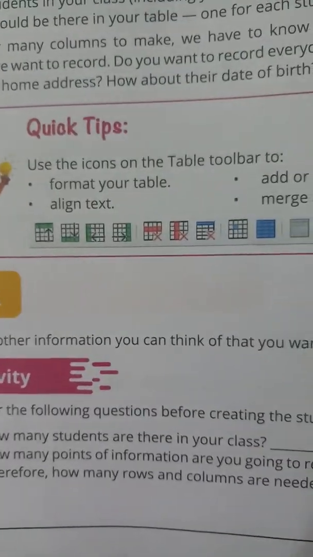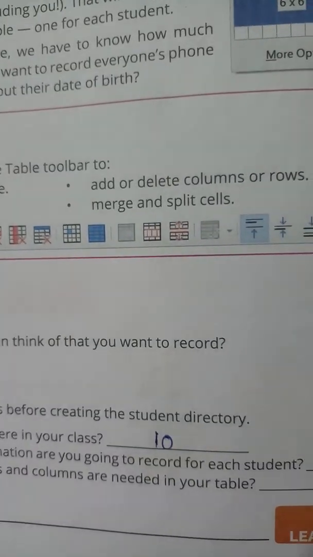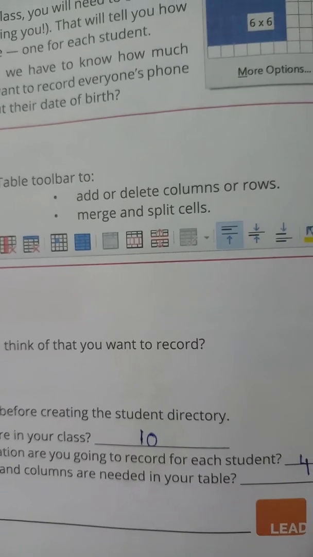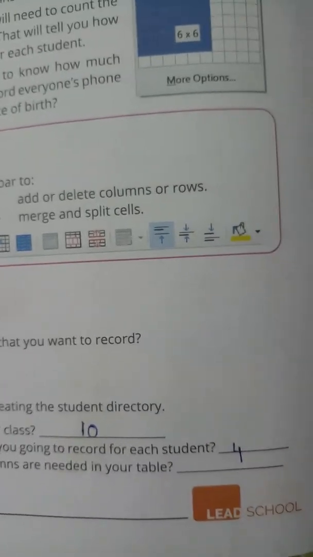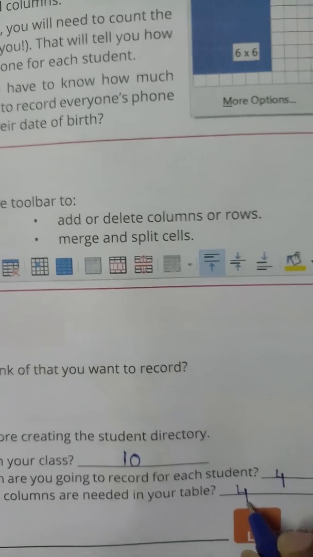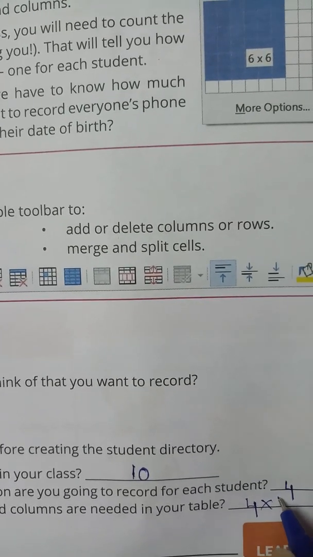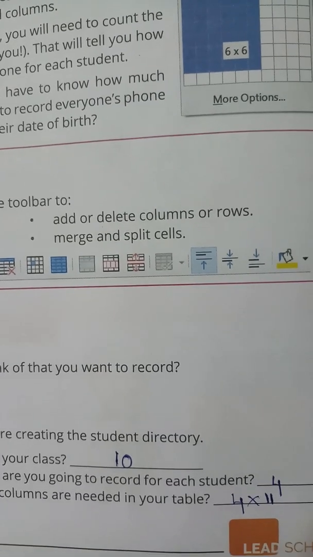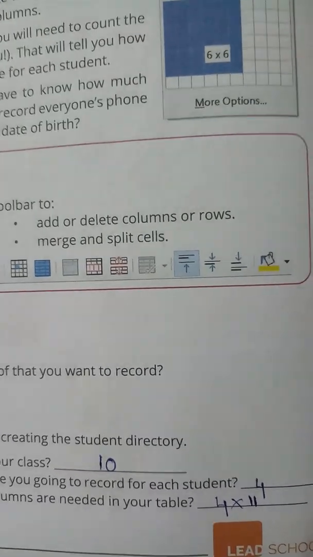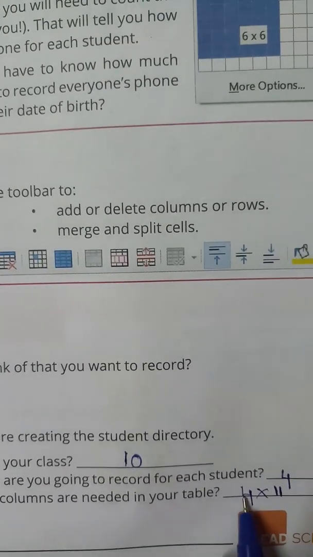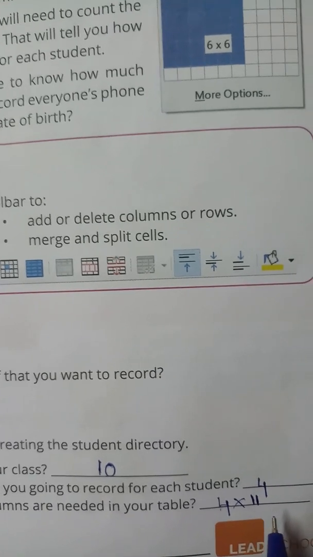Therefore, how many rows and columns are needed in your table? We need 4 columns into 11 rows. Or else you can write 4 columns and 11 rows.